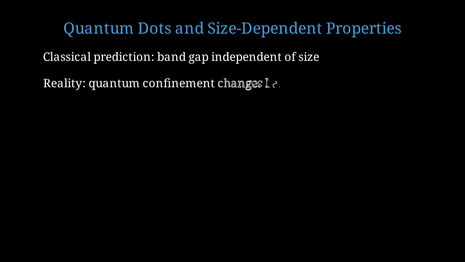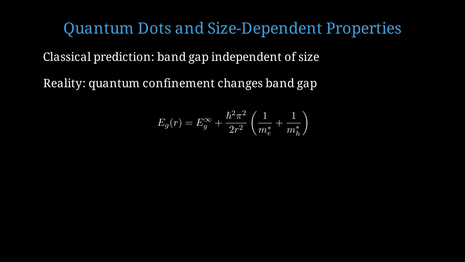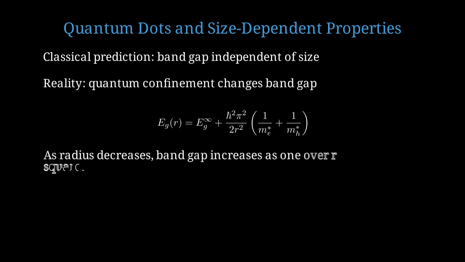But in reality, when particles become smaller than the exciton Bohr radius, quantum confinement dominates. The band gap as a function of radius is Eg(r) = Eg(infinity) + (h-bar squared pi squared) / (2r squared) times the quantity (1/me* + 1/mh*), where me* and mh* are the effective masses of electrons and holes. As the radius decreases, the band gap increases as 1 over r squared. This is quantum confinement, a manifestation of surface boundary conditions dominating.